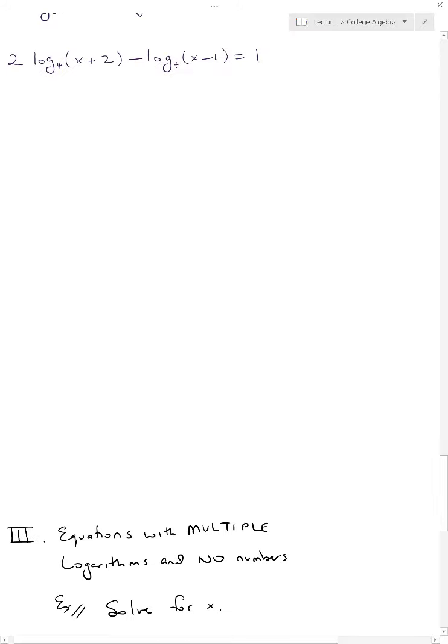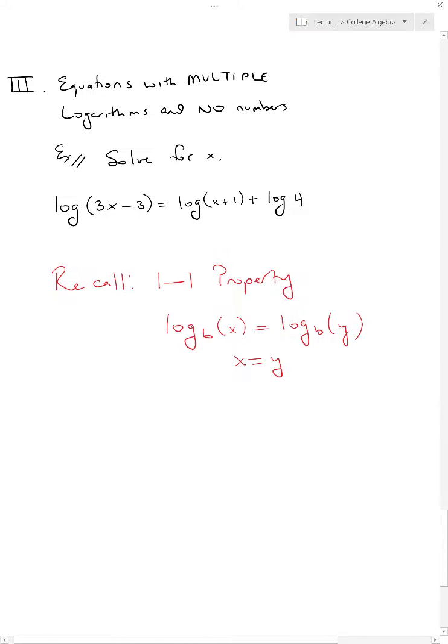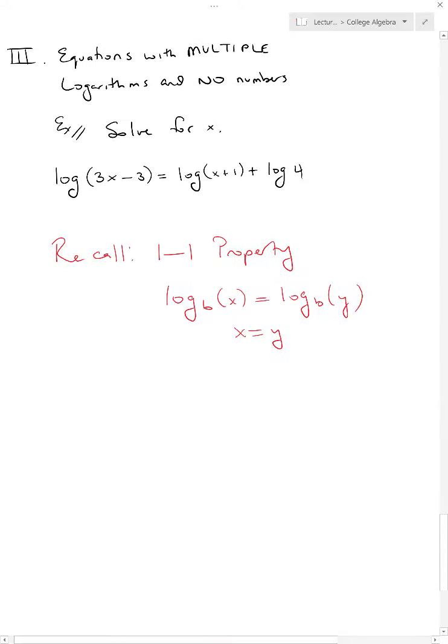Okay, and so the fun continues. We have our last set of equations. These are equations with multiple logarithms, so just like before, we don't have just one log, but on top of that, we have no constants. So there are no numbers by themselves. So in this equation, we want to solve for x with log of 3x minus 3 is equal to log of x plus 1 plus log of 4. There is no number, there's no constant by itself.